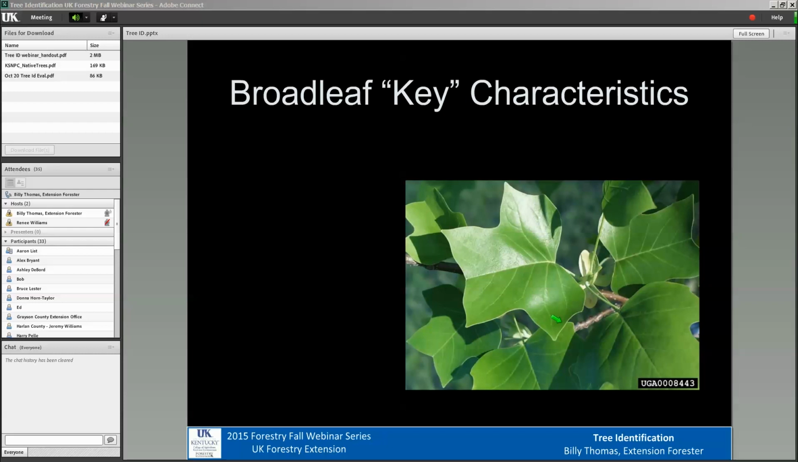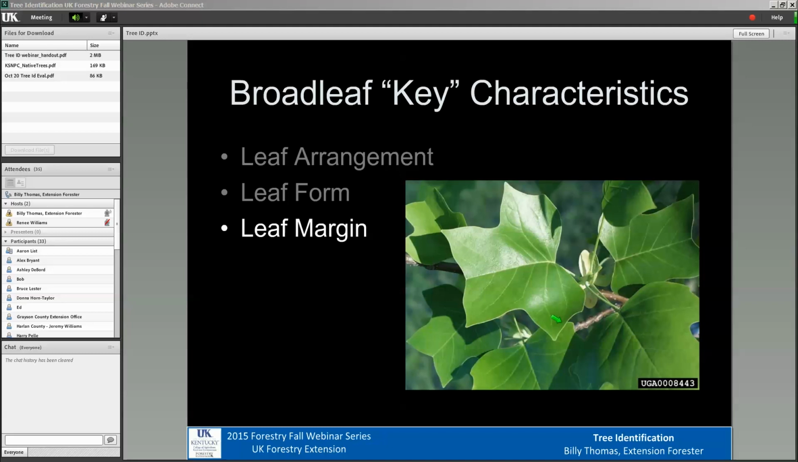So let's get into the broadleaf key characteristics. One of the most important ones we will use is the leaf arrangement. And what we mean there is how the leaves are attached to the twig, and we'll spend more time talking about that. The form of the leaf, whether it's a simple leaf or a compound leaf. The leaf margin, and when we talk about the margin of the leaf, we're talking about basically this outside part of it. And there's characteristics that we will look for on the leaf to help us tell what it is.